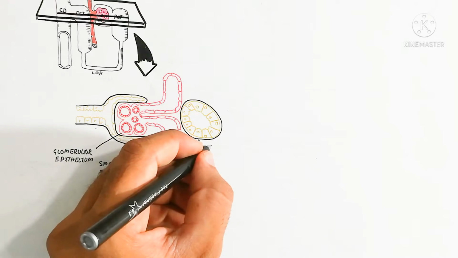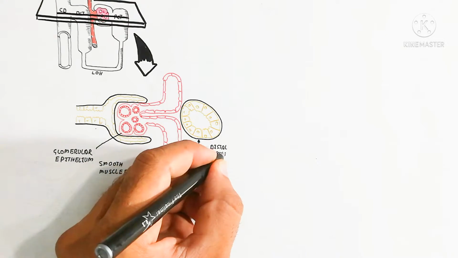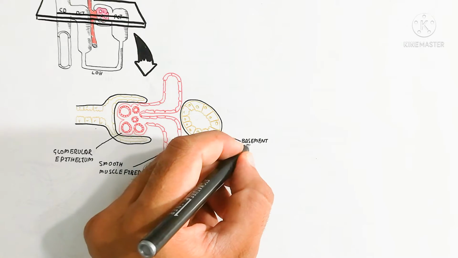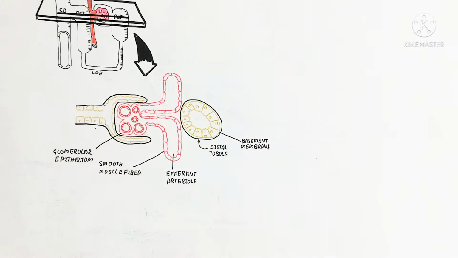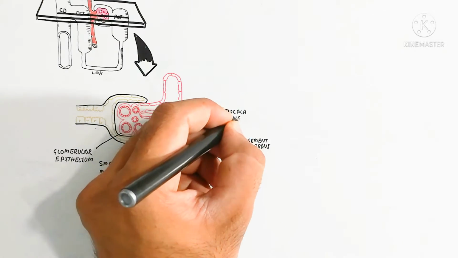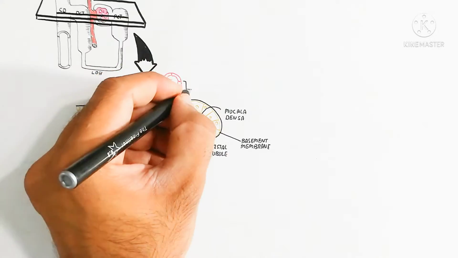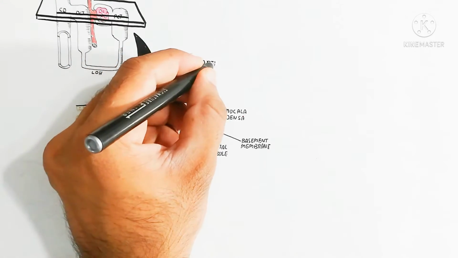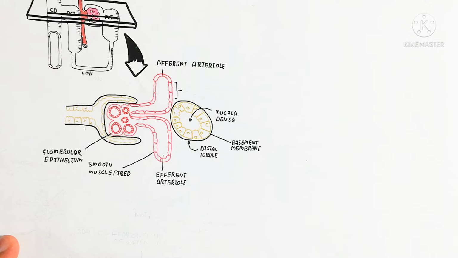The afferent arteriole carries blood toward the glomerulus, while blood also goes toward the efferent arteriole to make the vasa recta for reabsorption. Here is the macula densa, which contains a basement membrane. This is the distal tubule, and the distal tubule is arranged in this manner.